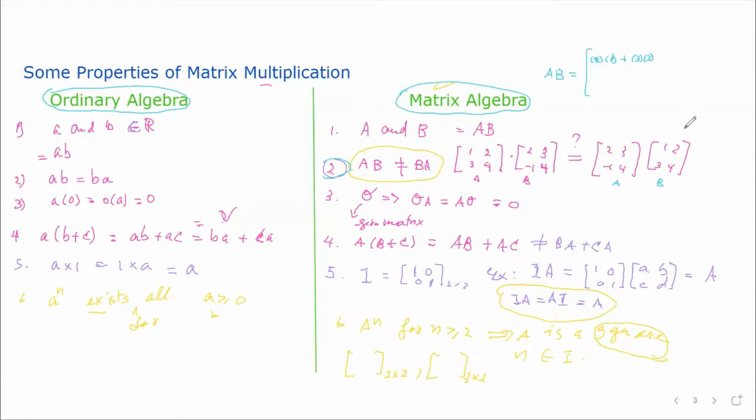Now first row with the second column. First row 2, 3, second column 2, 4. So 2 times 2. This one is going to be 2 times 2, and then 3 times 4 plus, this is 3 times 4.